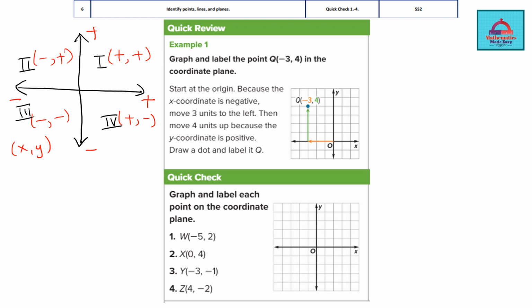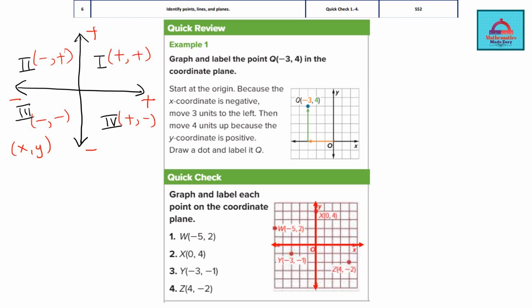Okay, so let's graph the points W, X, Y, Z. Accordingly, if you see, W has x negative, y positive. That means it is going to lie in the second quadrant. X is both positive, so first quadrant. Y is both negative, so third quadrant. And Z is x positive, y negative, so fourth quadrant. So this is how the points are going to be on the coordinate plane.